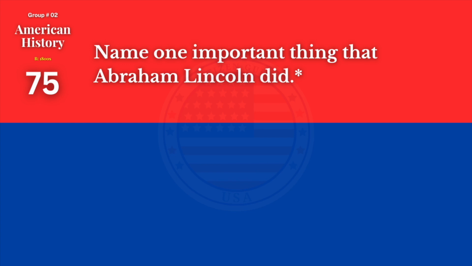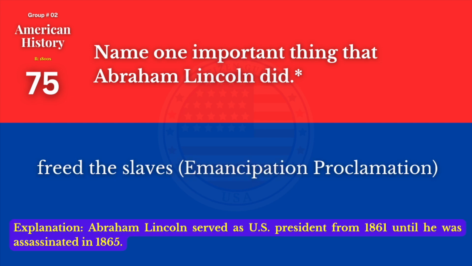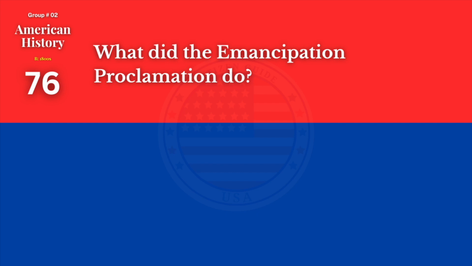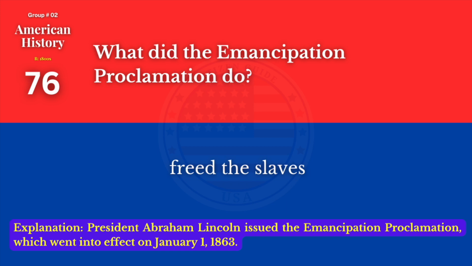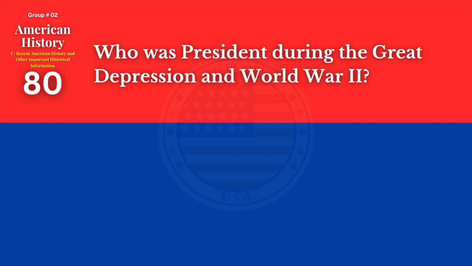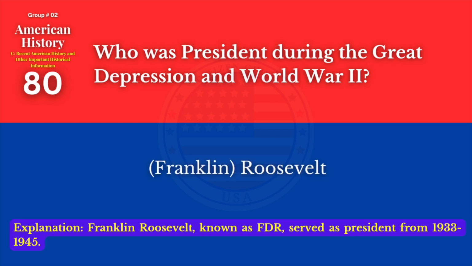Name one important thing that Abraham Lincoln did. Freed the slaves. Emancipation Proclamation. What did the Emancipation Proclamation do? Freed the slaves. Who was president during the Great Depression and World War II? Franklin Roosevelt.